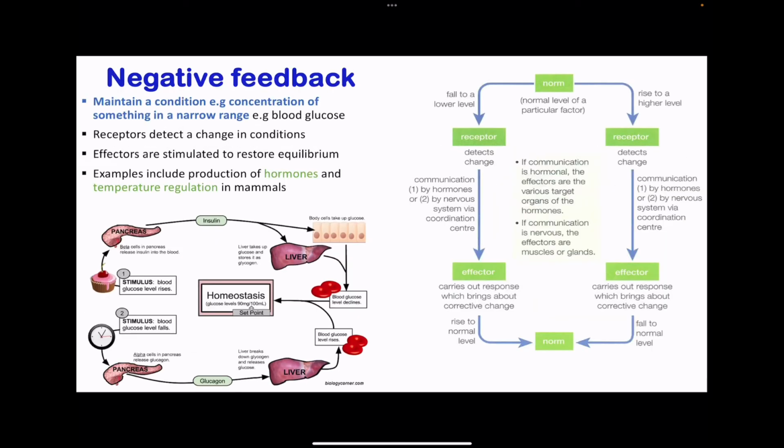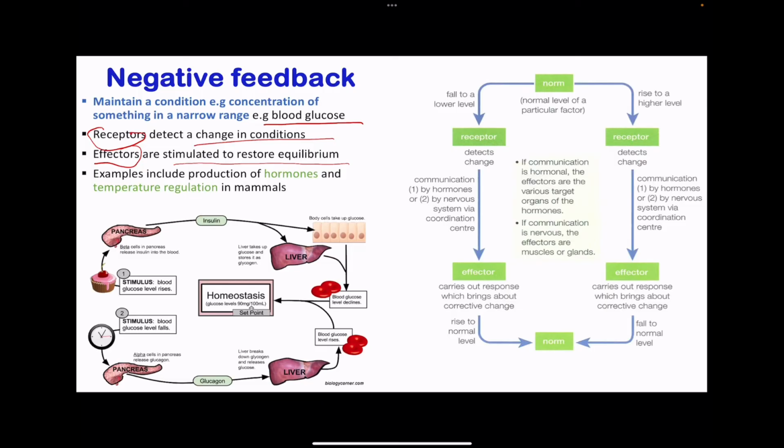Here we can see examples of negative feedback. Remember, negative feedback works by maintaining a specific system within a range. For example, we have blood glucose. Like we said already, receptors are going to detect the change in the specific conditions, and then a control center is going to be notified. The control center will cause the effectors to make a corrective change. In this case, it's returning the system to equilibrium.